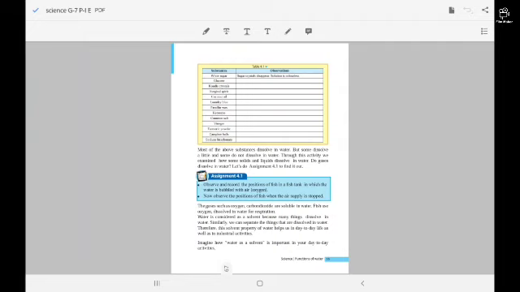Water is considered a solvent because many things dissolve in water. It's easy. Similarly, we can separate the things that are dissolved in water. Therefore, this solvent property of water helps us in daily life as well as industrial activities. Imagine how important water as a solvent is in your day-to-day lives.